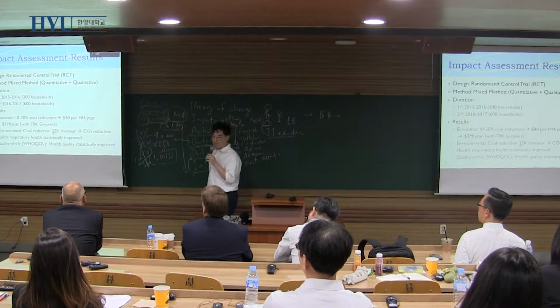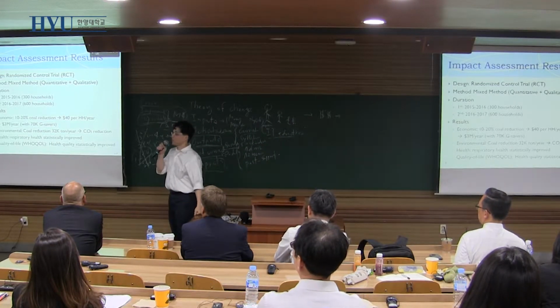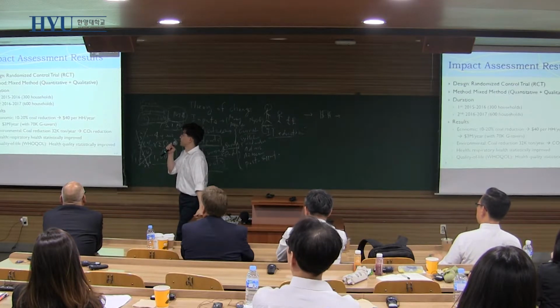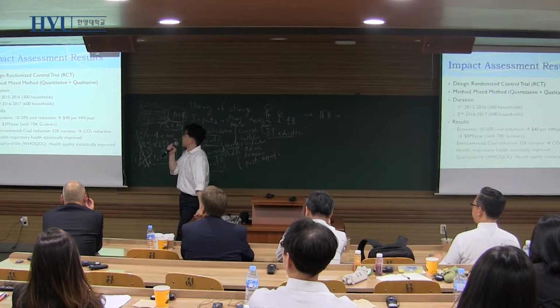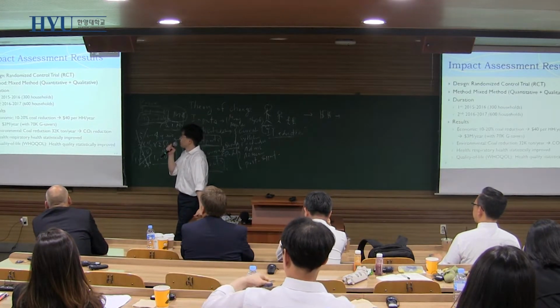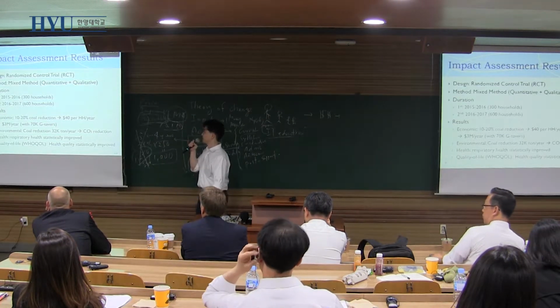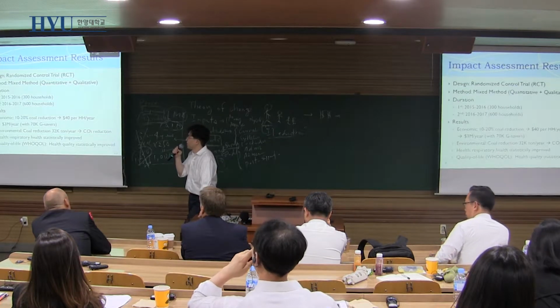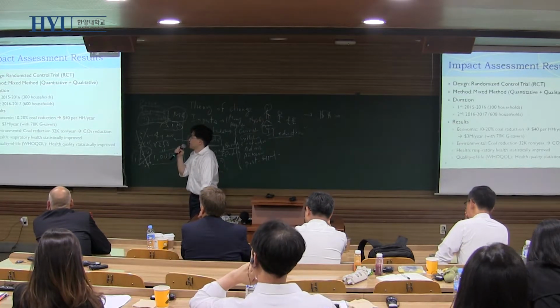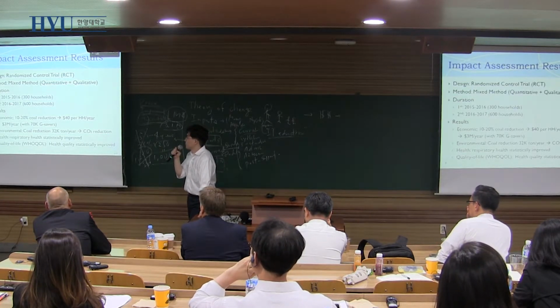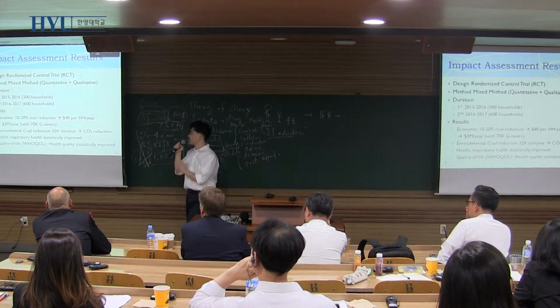So we designed a randomized control trial, RCT, which is a kind of standard to measure impact. And the method is mixed method, quantitative and qualitative results. And duration, we did a pilot study in 2015 to 2016 for 300 households. And a second trial, 2016 to 17, 600 households. And then we found very interesting results.